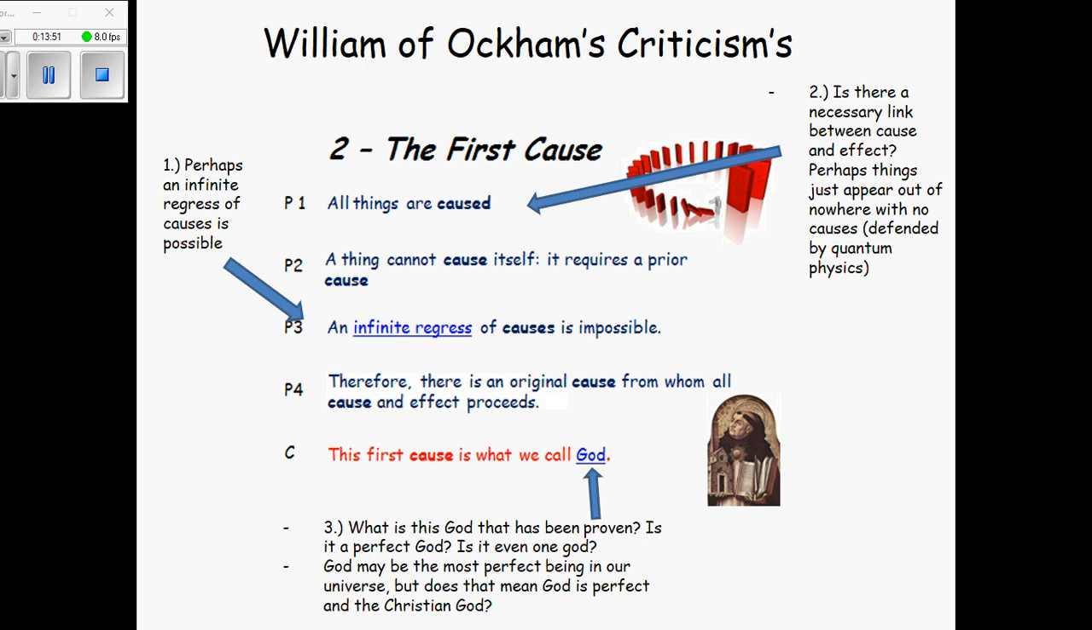And third criticism, if we do assume that God has been proven, what is this God that's been proven? It doesn't seem to be a perfect God. Might not even be one God, might be several. It might be a God who's caused the universe to exist and has no omnibenevolence, has no interest in its continued existence. So this is similar to the teleological argument where we said, even if it does work, has it proven the God that most Christians are familiar with?